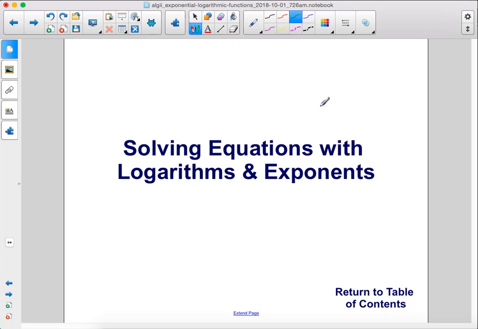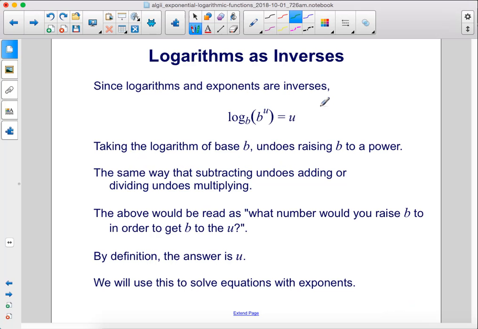Solving equations with logarithms and exponents. Since logarithms and exponents are inverses, log base b of b to the u power equals u. Taking the logarithm of base b undoes raising b to a power, the same way that subtracting undoes adding or dividing undoes multiplying. The above would be read as, what number would you raise b to in order to get b to the u power? By definition, the answer is u.